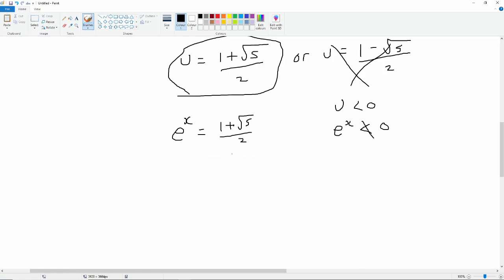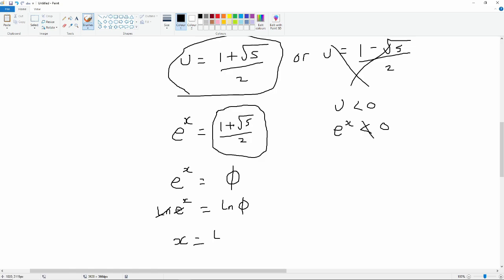And this is beyond GCSE, but there's something special about this number, 1 plus root 5 over 2. Save us having to write it out all the time. This is actually the golden ratio, which we call phi. So we can say e to the power x is equal to phi, which is the golden ratio, and then we can take the natural log of e to the power x, and that's equal to the natural log of the golden ratio, and then we can cancel, so x is equal to the natural log of the golden ratio. And that's all there is to it.